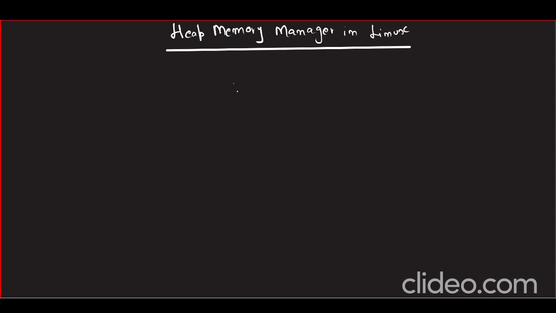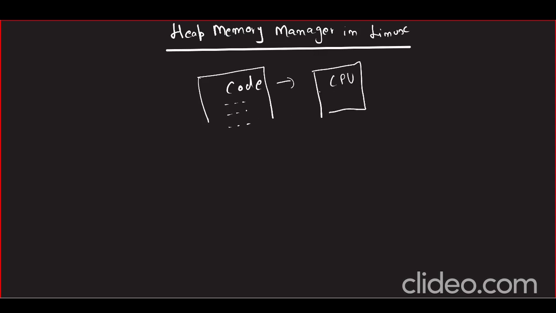Suppose you have some code, and the code has some lines. So this is a program and this is the code. The code is going to be executed on a processor, like this CPU. On this CPU, this code is going to be processed. We are going to divide the code into some instructions, and each instruction is going to be executed on the CPU one by one.